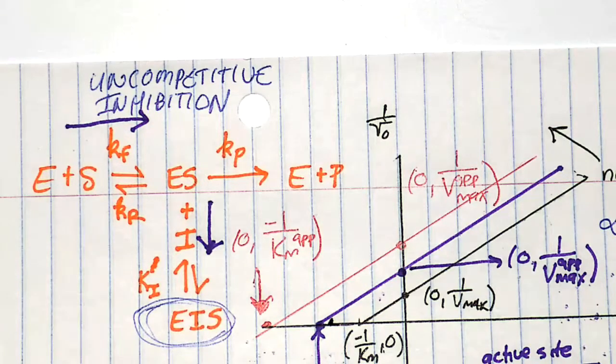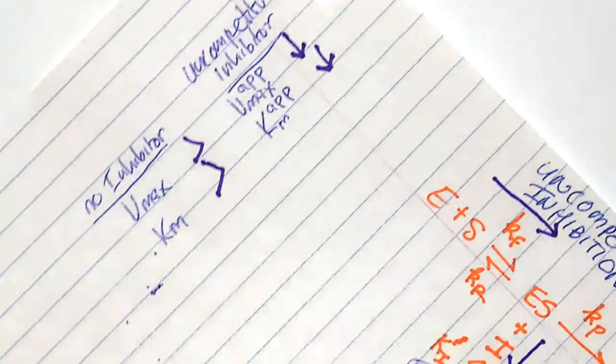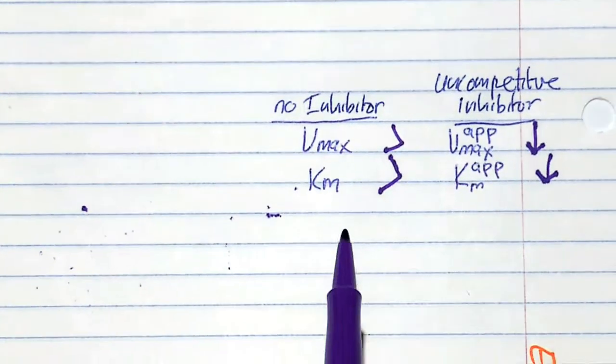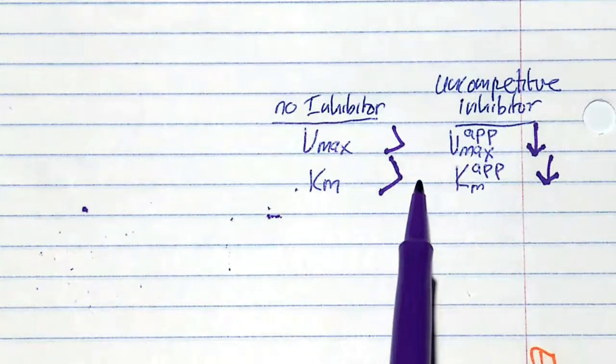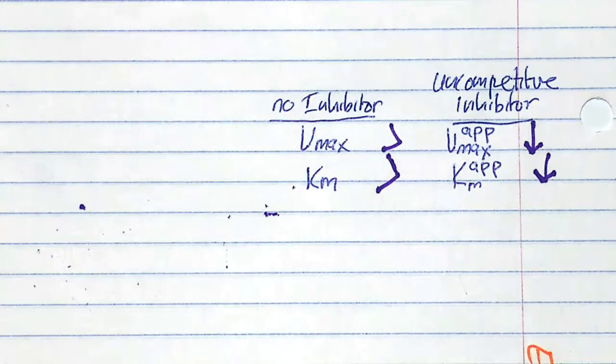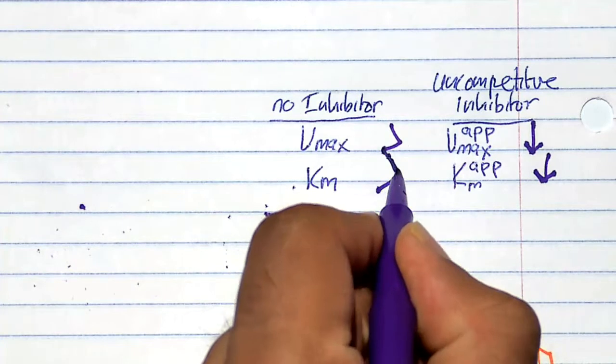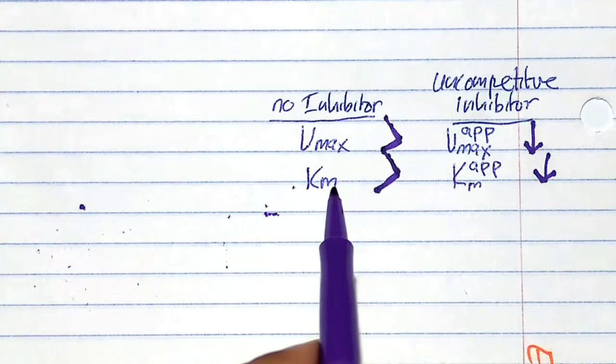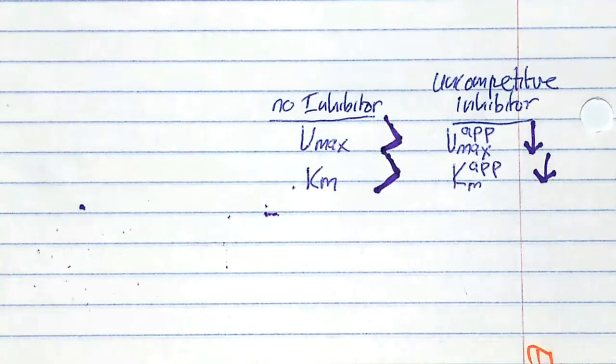That is why we don't call it Km, we call it apparent Km. The apparent Km has reduced, and that is simply because we have shifted the equilibrium more towards the formation of the enzyme substrate complex. Okay, so you may think that the Vmax is greater than the apparent Vmax. That makes sense. The apparent Vmax is going to go down.